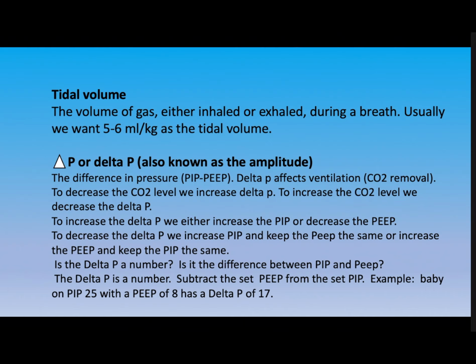So is the delta P an actual number? Yes, it is. It's the difference between the PIP and the PEEP. It's very simple. So let's say the baby is on a PIP of 25 and a PEEP of 8. Well, then the delta P is 17. We're going to be using those numbers, especially when we use high-frequency ventilation.